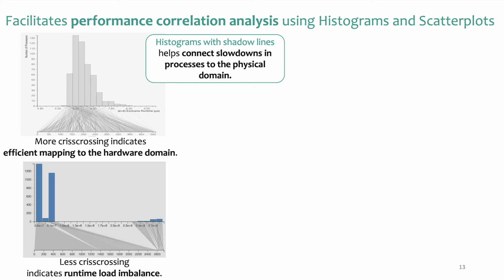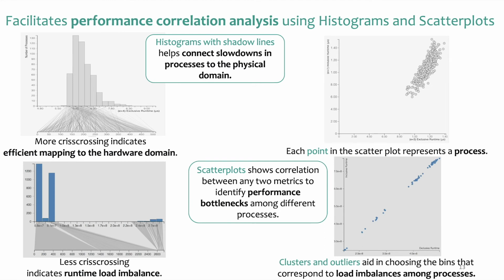This implies a load balance as shown in the bottom figure. The scatter plots help reveal the correlation between the inclusive and exclusive runtime metrics. If there is a correlation, then we expect the processing elements to form clusters as shown in the bottom image.